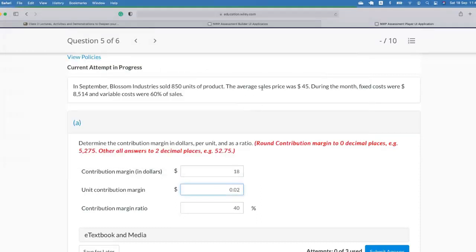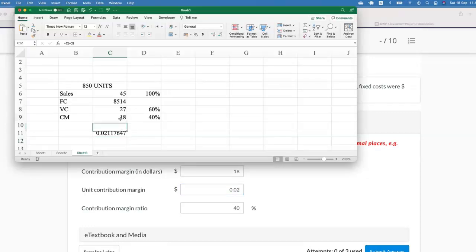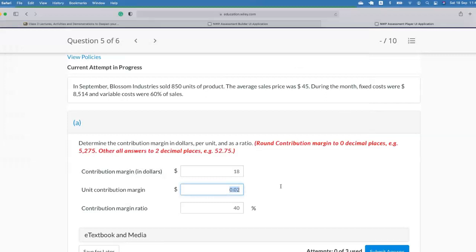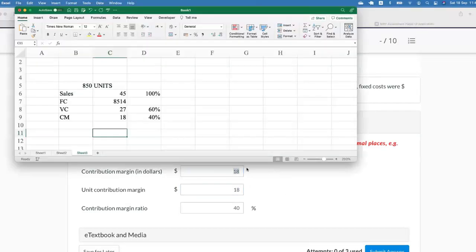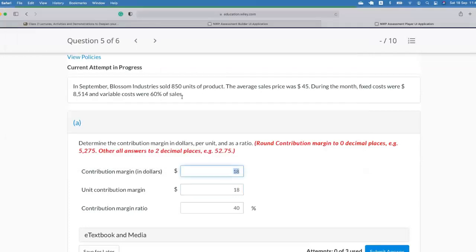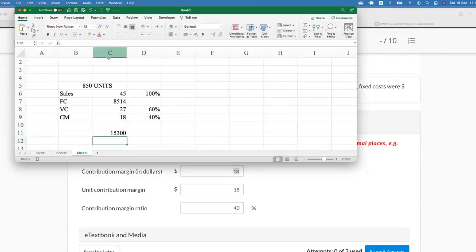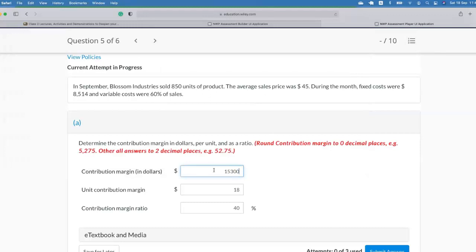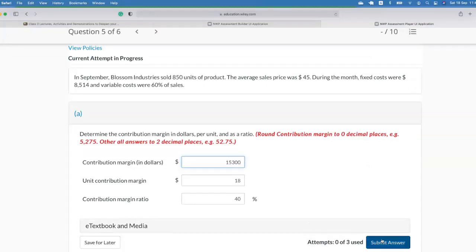Wait, 45. The average sales price was 45. Sorry. Yeah, what are you doing? Wait, I did something stupid. All right. So here it's 18, and here it's 18 times... What was every unit, 850? It's here 15,300. Okay.